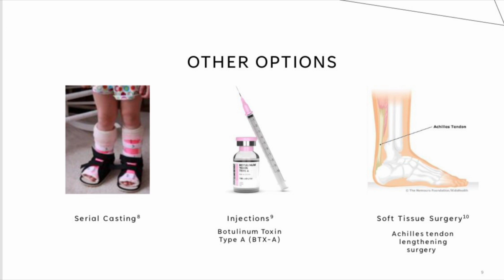There are other options for the more severe cases, which include serial casting, Botox injections, and then soft tissue surgery, which is usually lengthening of the Achilles tendon. These are also determined on a case-by-case basis, but require the child to be referred out to an orthopedic surgeon or neurologist.